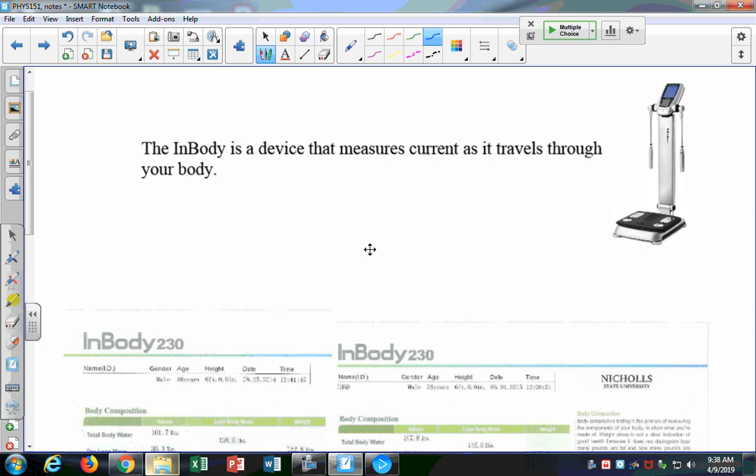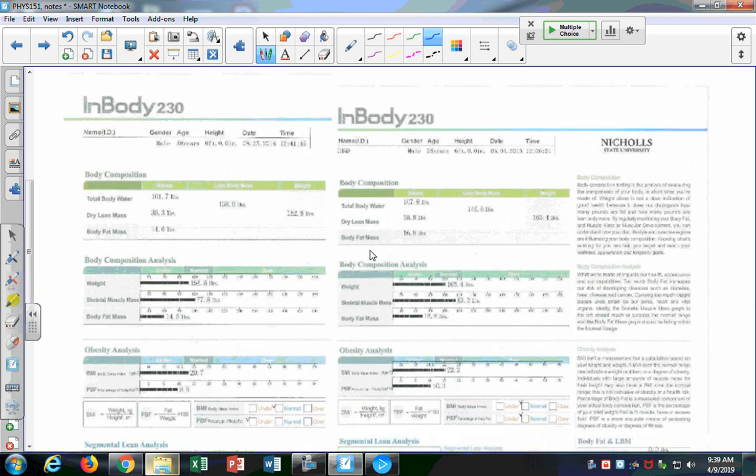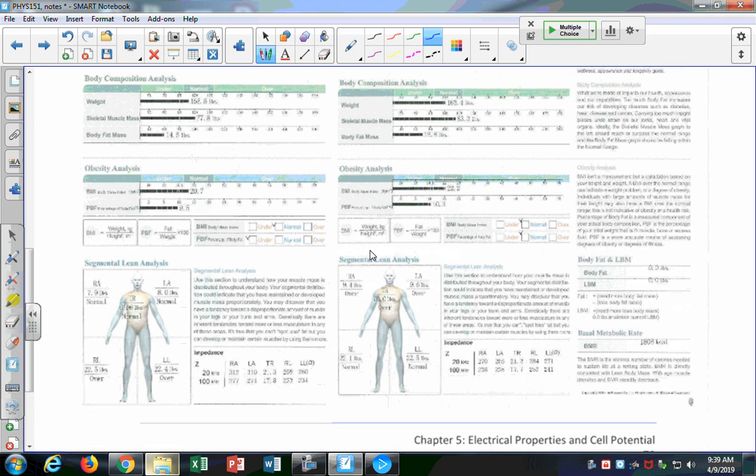You stand on it kind of like a scale, but you hold these two handles, and it sends an electric current through your body. You can't feel it. You have to take your shoes off and wet the bottoms of your feet so there's good contact for the electrical current to go through your body. And as it goes through, it measures things like the water content of your body and the mass of your body.